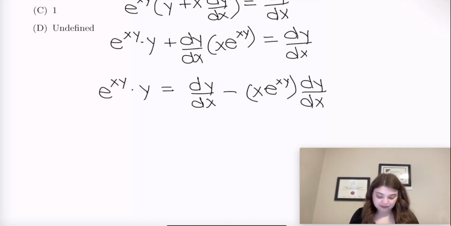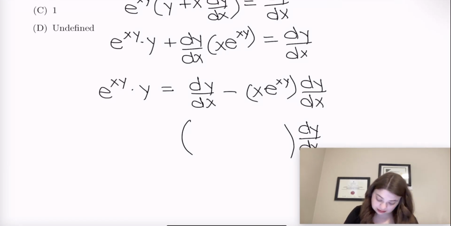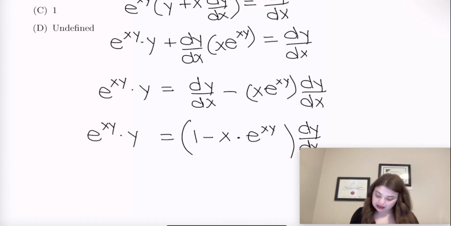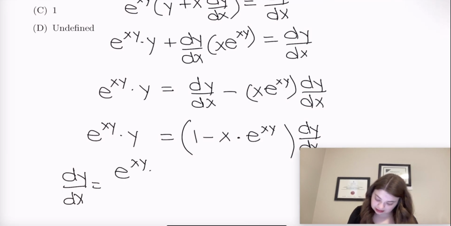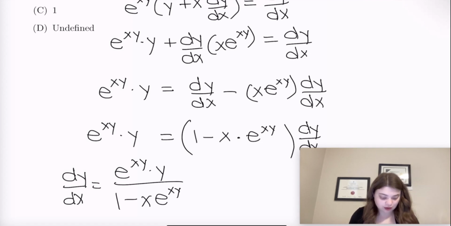dx, like that. All right, and then I'm going to factor out the dy over dx. So if we do that, we're going to get dy over dx at the end here. And then in here, we're just going to have 1 minus x times e to the power xy, like that, is equal to the other stuff. And then I'm going to divide. So we're going to get dy over dx is equal to e to the power of xy times y over 1 minus x e to the power of xy, like that.